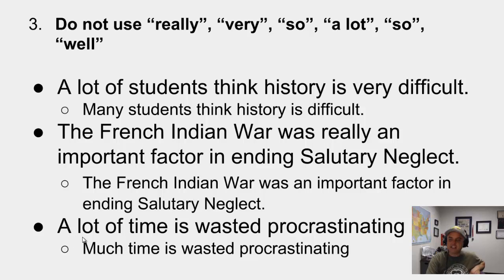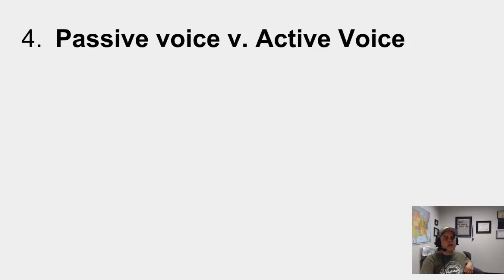And what's interesting about a lot is a lot of students, many students, I should say, combine a and lot together and make it one word. It's actually two words, and it should not be used in academic writing because it uses up more words than is necessary. So again, we got rid of a, lot, and of by just using the word much. Much time is wasted procrastinating. This is very true. So don't procrastinate.